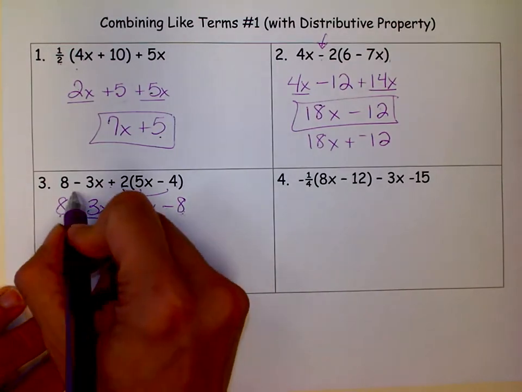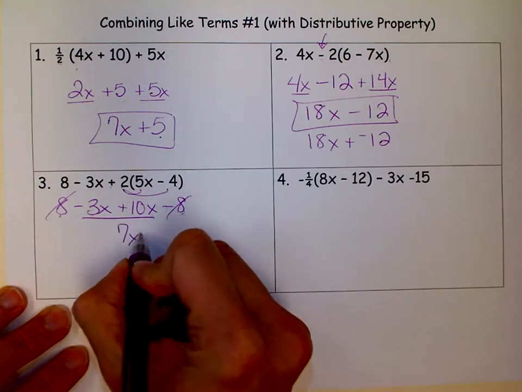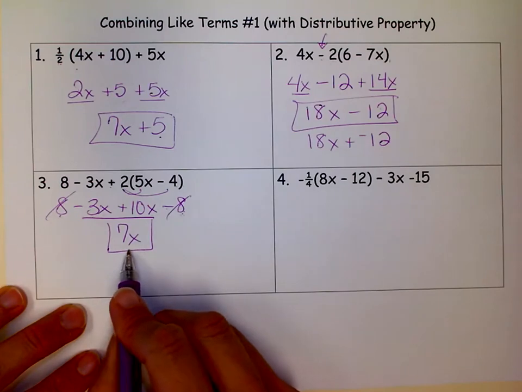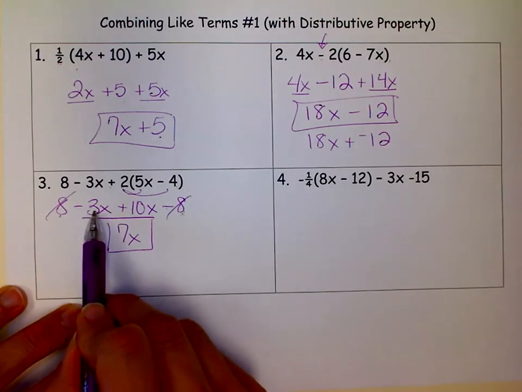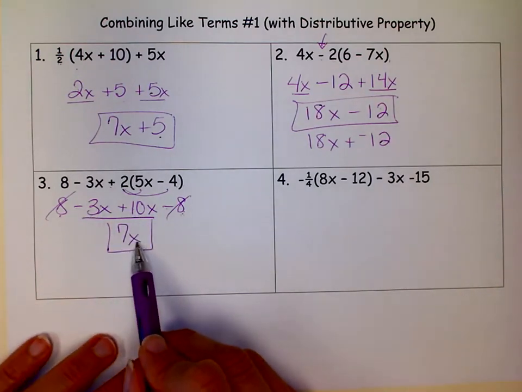And -3x, well, I'll cross them off for us. -3x plus 10x is 7x. So since the number is canceled, this is my answer right here, 7x. Remember, this minus sign tells you what the sign is on the 3. It doesn't tell you that this answer will be negative.